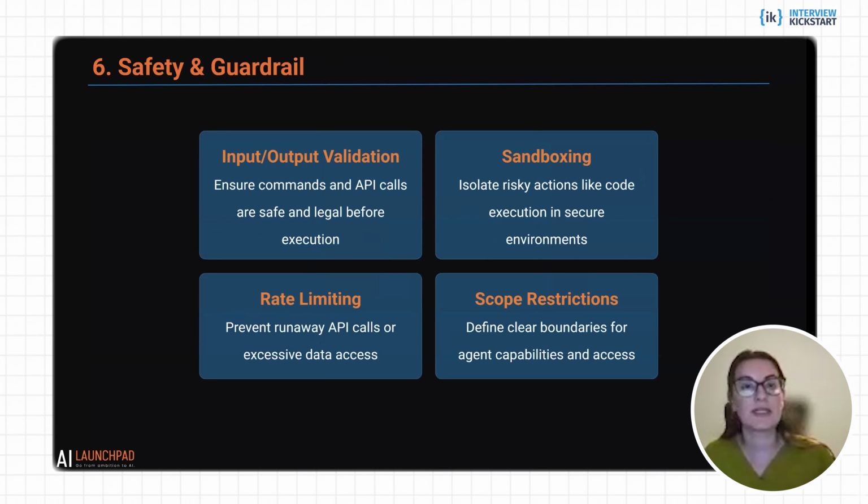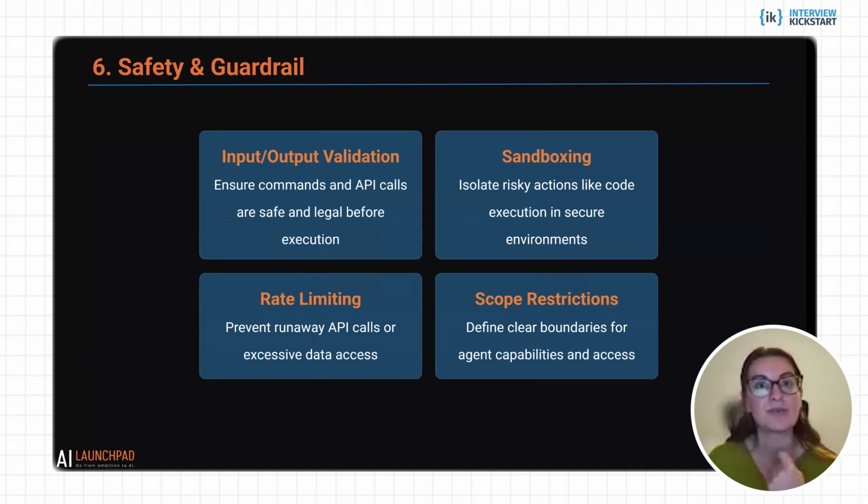Moving a little bit quickly, we do need safety and guardrails as well. And the more capable your agent becomes, the more important it is to control what it can and cannot do. Guardrails are very important. That is actually what I do on a daily basis.